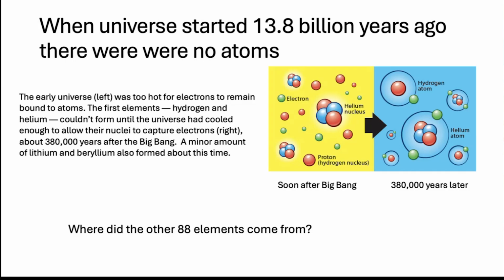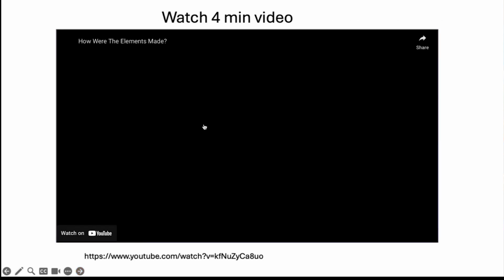There might have been a small amount of beryllium, but I think it was nearly all hydrogen and helium. So the rest of the periodic table formed since then. So where did the other 88 elements come from? Let's watch a video.